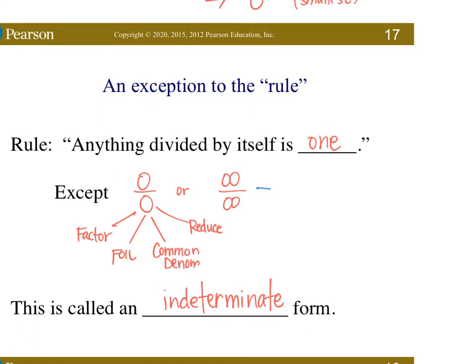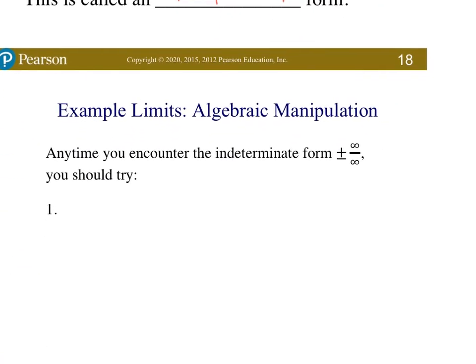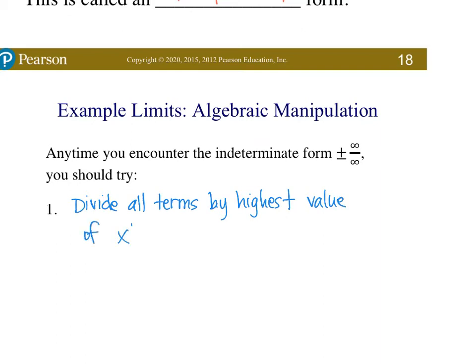And so that's our job for today, is to figure out what do we do when we have infinity over infinity. Anytime that you see this, there's really only one option, which is kind of nice. You don't have to choose 4 different things. There's only one thing to try, and that is to divide all the terms by the highest value of x to a power.